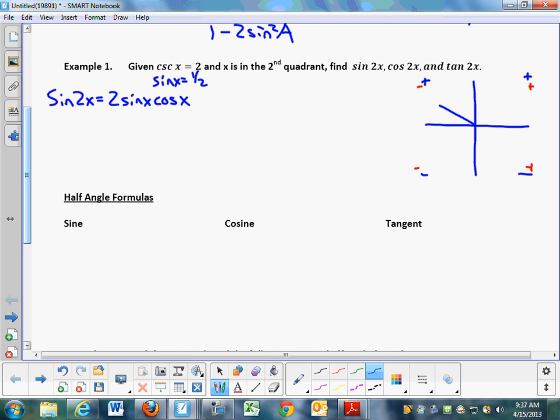And there's a way that we can relate the values of sine and cosine together. Namely this: sine squared of x plus cosine squared of x is equal to 1.